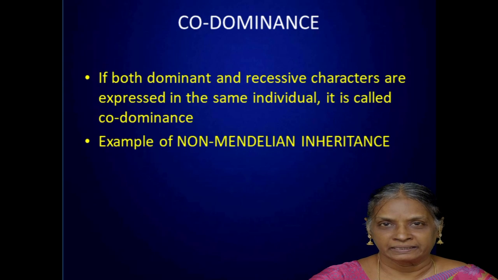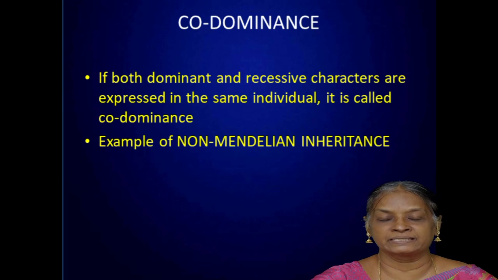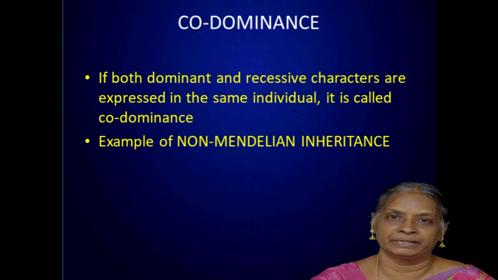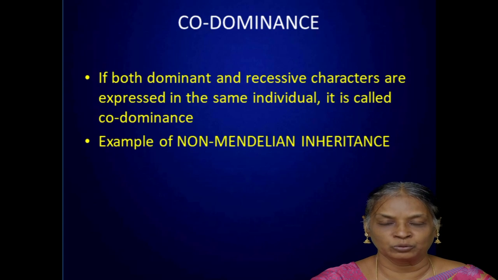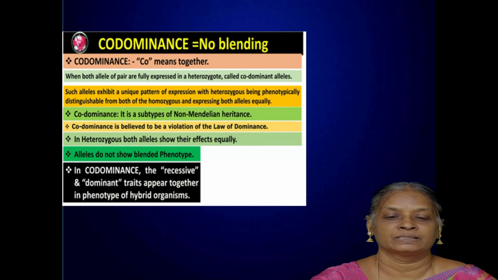So the results of codominance do not coincide with the results of the Mendelian laws or Mendelian inheritance. So this is an example of non-Mendelian inheritance. Now let us see codominance in detail.